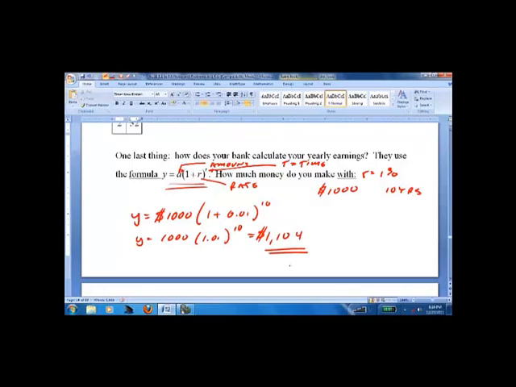That's it. Good luck. Exponential functions aren't too bad, and we're also going to practice them in the next lesson where we get negative, what we call exponential decay.